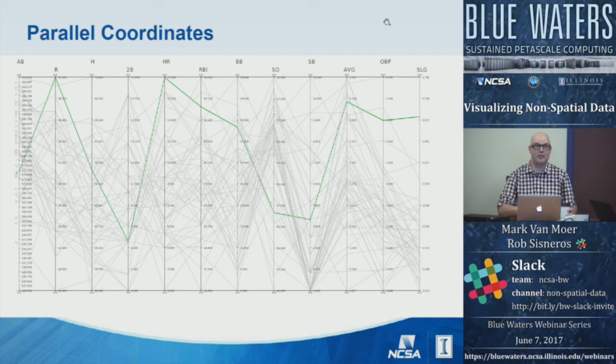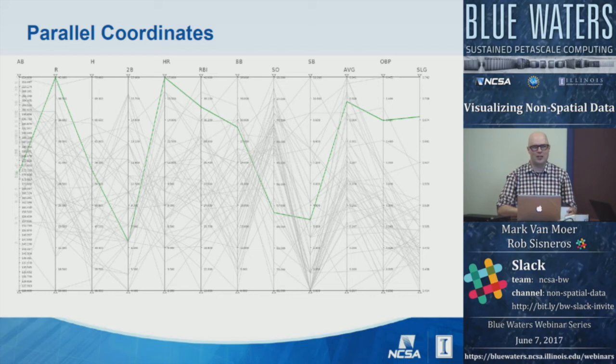Now for something completely different, parallel coordinates. This is the one thing I'm going to touch on with multidimensional data. Sometimes you just can't reduce the data to get the picture that you want out of the data. And parallel coordinates is one solution to this.